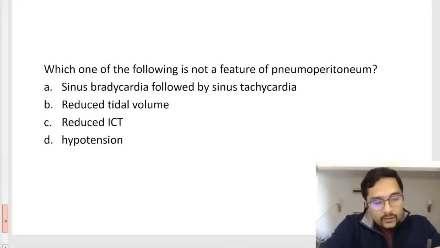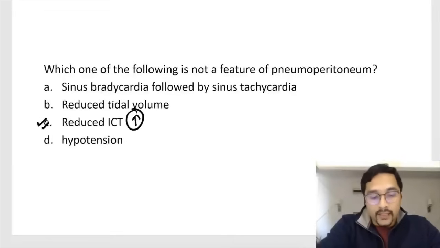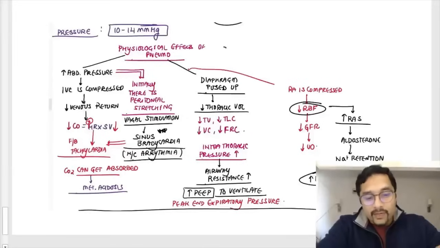Which of the following is not a feature of pneumoperitoneum? Pneumoperitoneum we create when we are doing laparoscopy. In laparoscopy, you will get raised intracranial pressure and not reduced intracranial pressure. Whenever we do laparoscopy, 10 to 14 millimeters of mercury is the pressure.